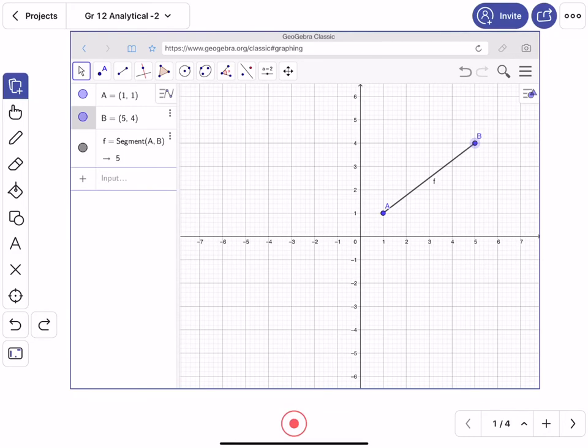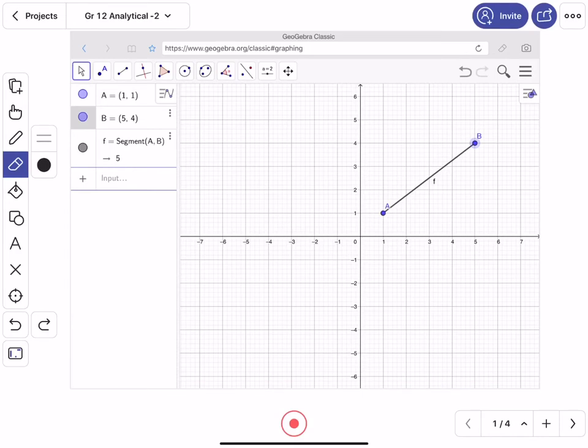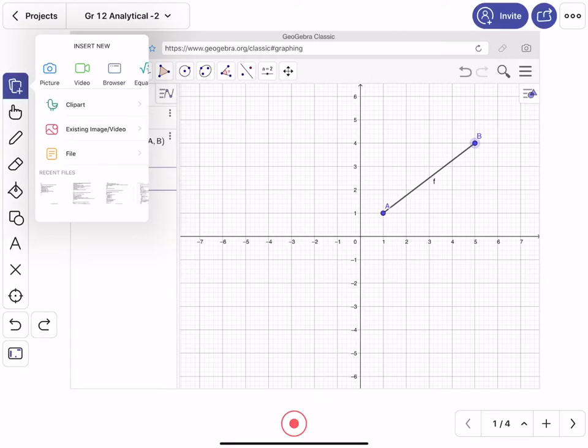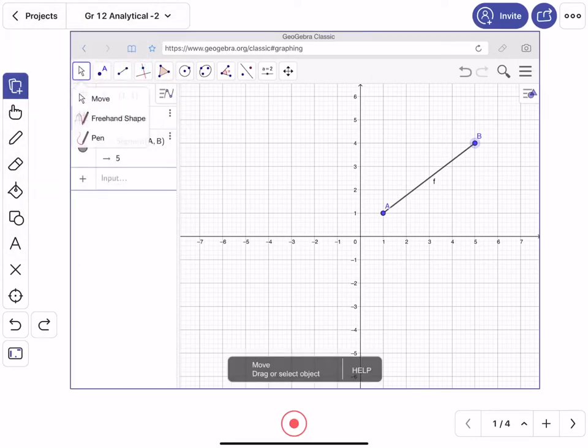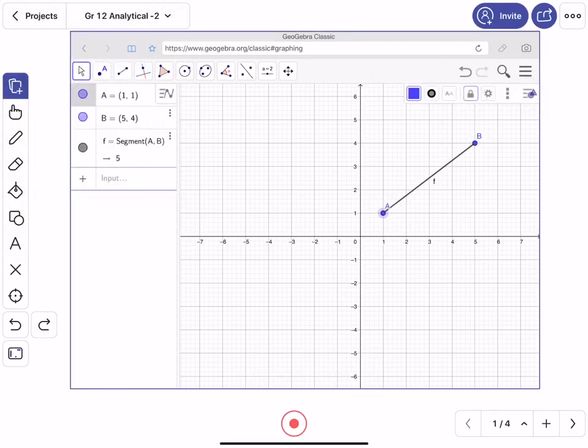Now, observe very carefully. I'm going to fix this point A, and I'm only moving B. You can see that, right? Next, I'm going to remove this. I don't want this point B, and I'm deleting it.